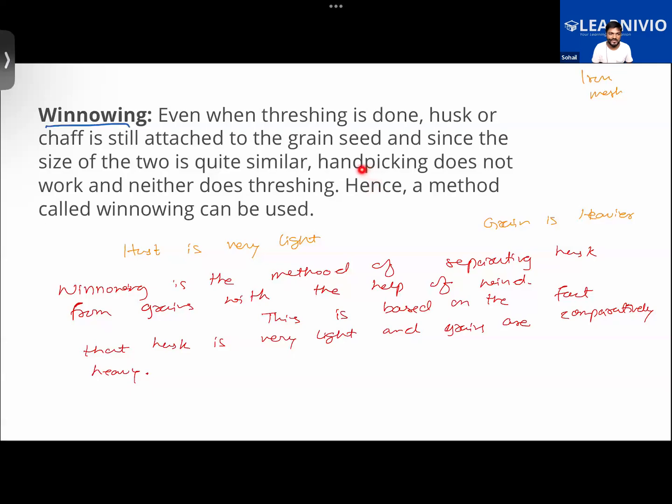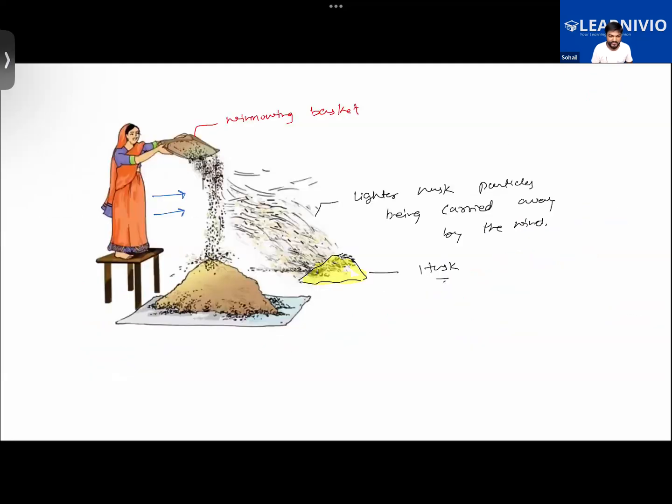When the threshing is done, the husk or the shaft is still attached to the grain seeds. Since both of them have a similar size, we cannot hand pick the shaft from the seed. So basically, we'll be using the method of winnowing. As you can see here, this lady with the help of the wind is separating the husk from the grain. The husk, which is a lighter particle, will be blown away to this place with the help of wind. And the grain is heavier, so it will fall down here.